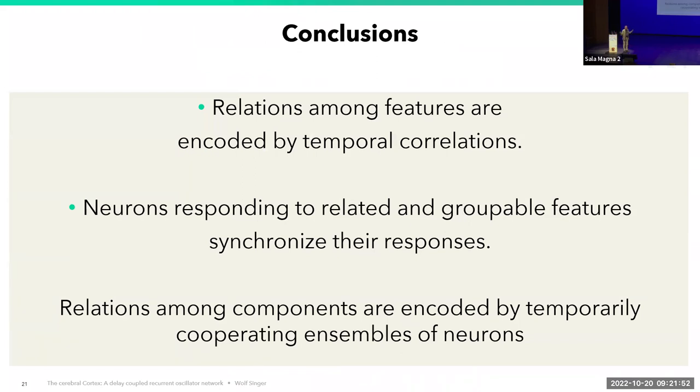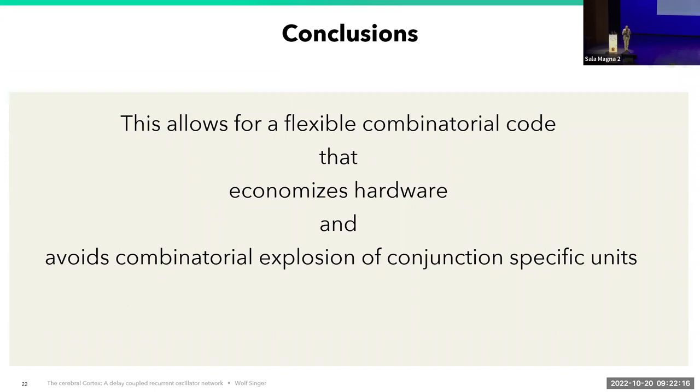So the conclusion from this is that the relations among features are encoded by temporal correlations, very important point. And that neurons responding to related, i.e. to groupable features, they synchronize their responses. And the relations between features are encoded by temporally cooperating ensembles of neurons. And this allows for a very flexible combinatorial code that economizes hardware. Remind you, a deep learning network requires for every possible relational constellation a specific conjunction-specific neuron. They're called labeled line codes. So this leads to a combinatorial explosion if you want to encode all possible relations among all possible components in this way. Here, you can do it flexibly by escaping into the temporal dimension for coding for relations.